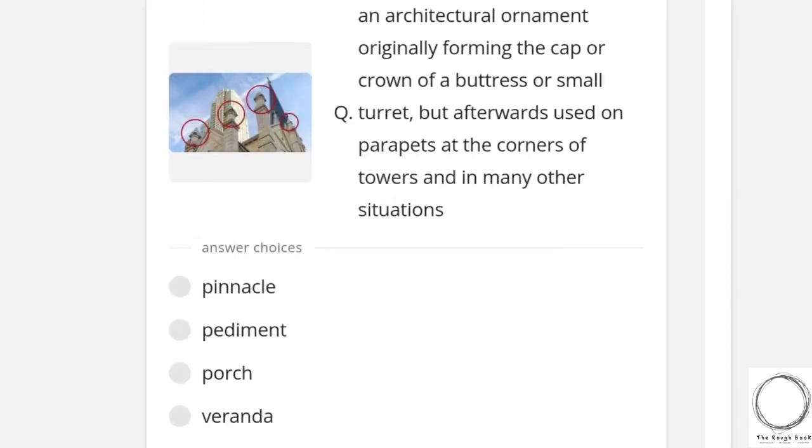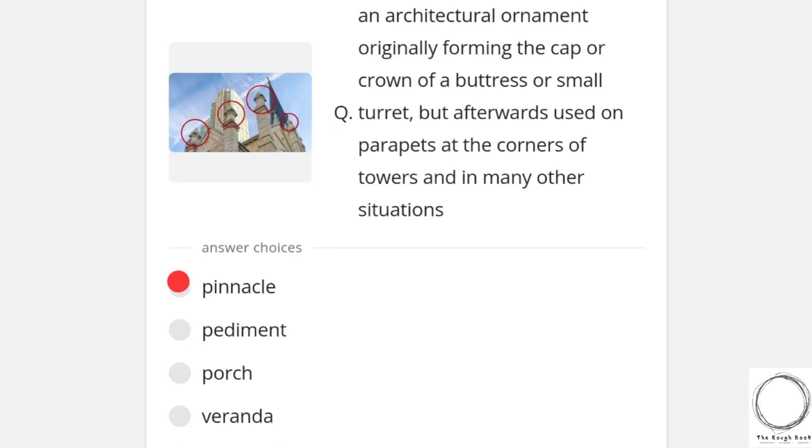Moving on to the next question, an architectural ornament originally forming the cap or crown of a buttress or small turret but afterwards used on parapet at the corners of towers and in many other situations. And the options are pinnacle, pediment, porch and veranda. And looking at the image at the left hand side, the right answer is pinnacle, as they are marked in the image.